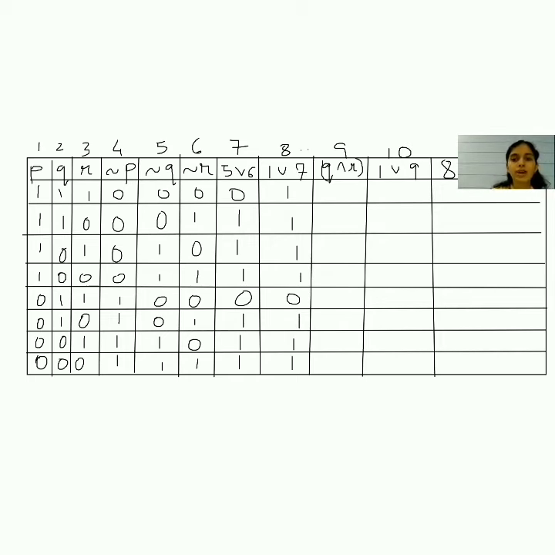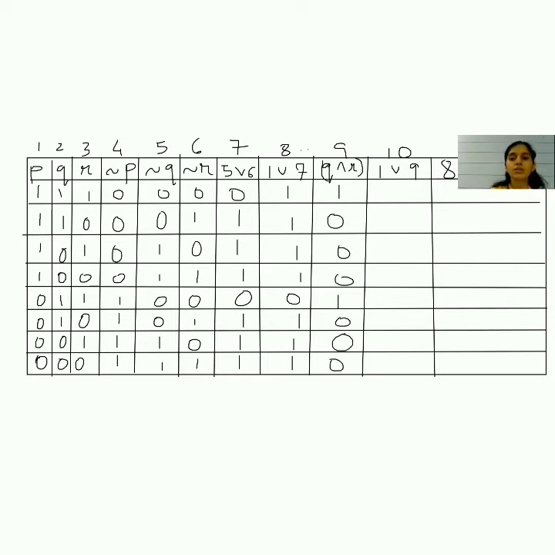Okay. Then we have the ninth one, Q and R. So that is second and third. Okay. Q and R, second and third. So 1 and 1, 1, 1 and 0, 0, 0 and 1, 0, 0 and 0, 0, 1 and 1 again 1, 1 and 0, 0, 0 and 1, 0, 0 and 0, 0.